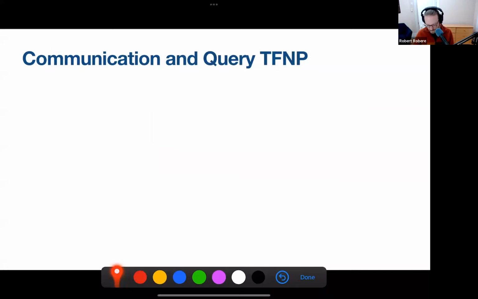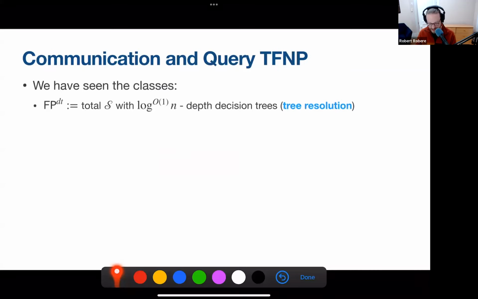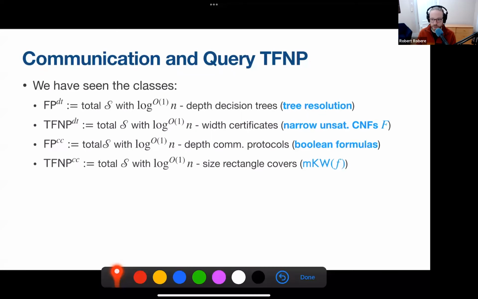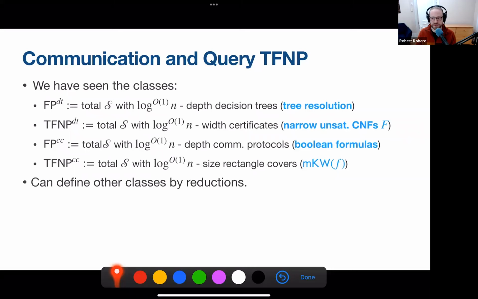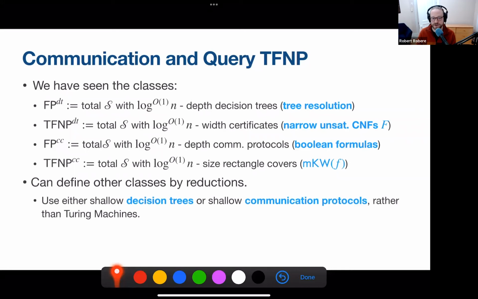And now we also just saw communication and query versions of P and NP. So it's very natural to bootstrap off of this TFNP stuff and define these other classes by reductions. And in order to do this, rather than using Turing machines, we'll use shallow decision trees or shallow communication protocols.